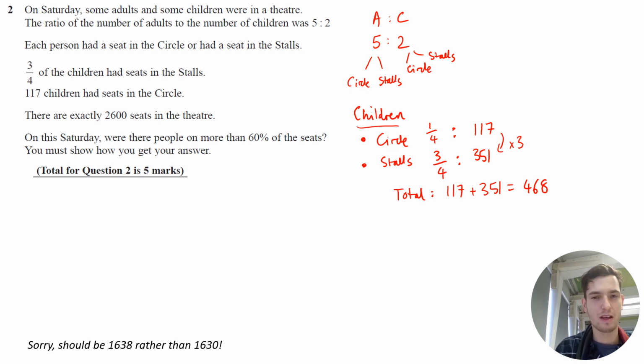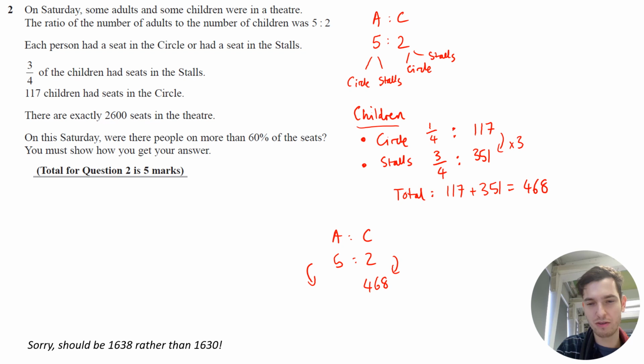Okay. Now let's go back and have a look at my ratio of adults to children. I'm going to write that down again, 5 to 2. And I know this time that there are 468 children. So again, I can work out my scale factor from 2 to 468. It is times 234. I can use my calculator for that. So times 234, and I get 1170.